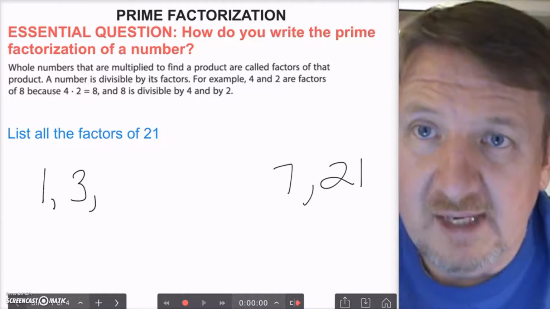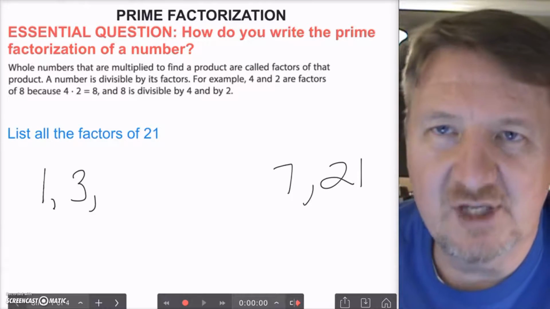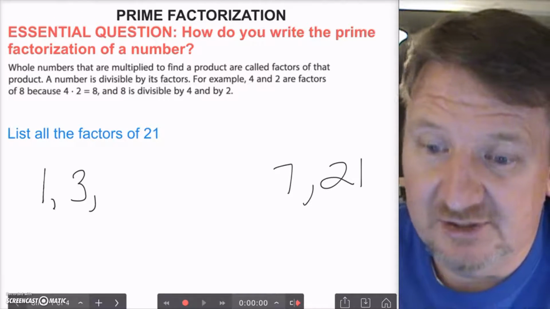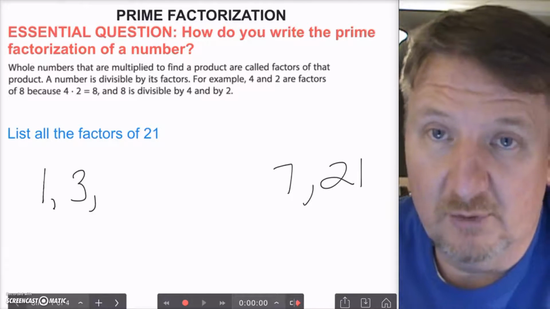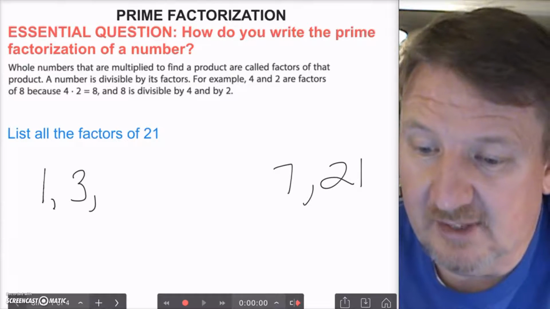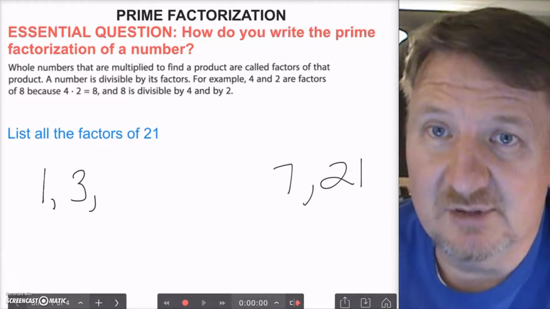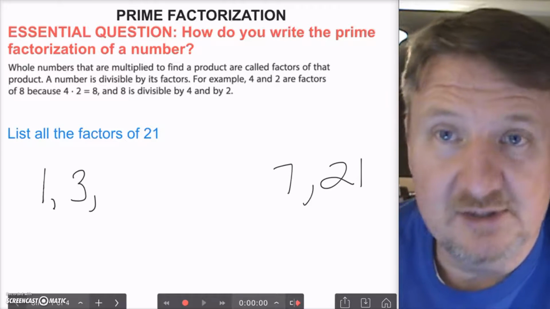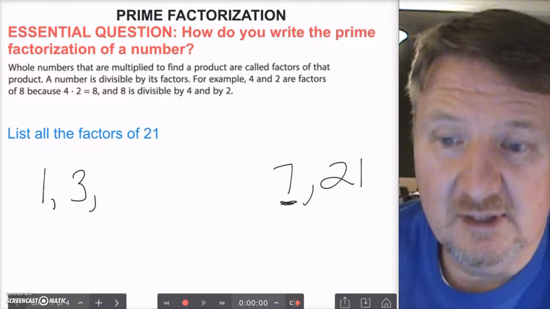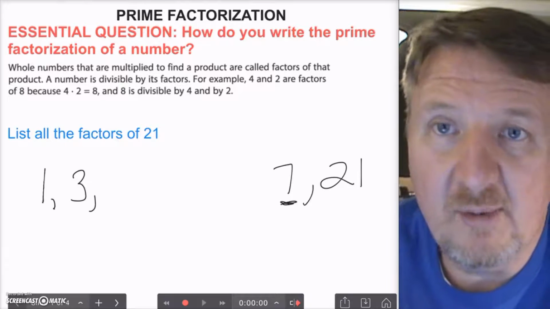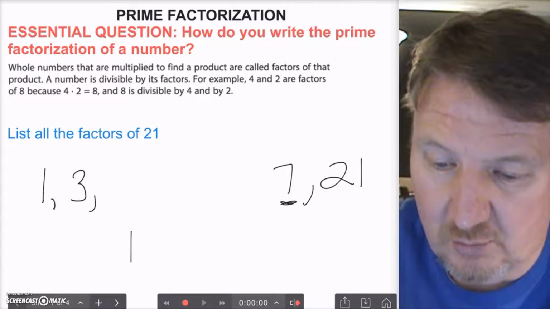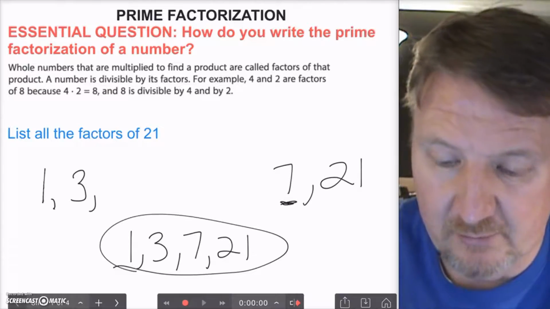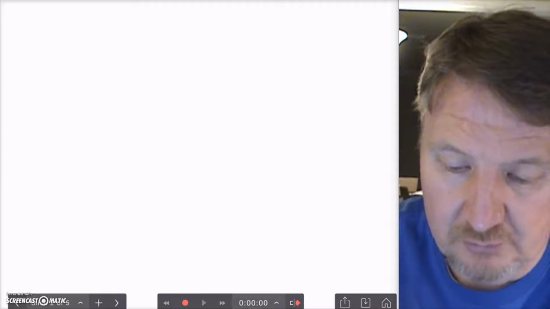And then I go through my list and I say, all right, what about 4? No, because 4 times 5 is 20, so it doesn't go to 21. What about 5? No, I just said 4 times 5 was, so 4 and 5 are the same thing. 6 doesn't go into it because 6 times 3 is 18, 6 times 4 is 24, so 6 doesn't go into it. 7 does, all right? And now I'm over here at this part of the list, so now I know I have all my factors of 21. So my factors are 1, 3, 7, and 21. Those are the factors of 21. That's not what I wanted to do.